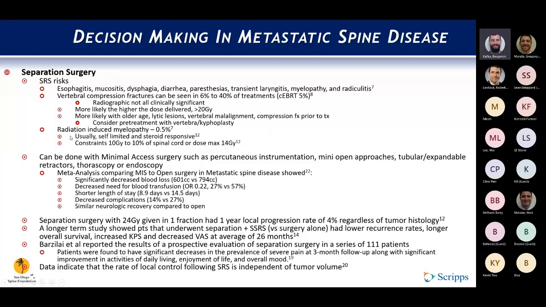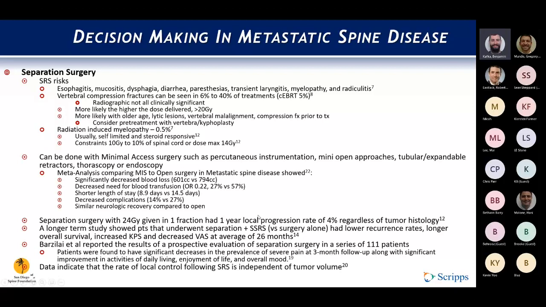Often worried about complication of stereotactic radiosurgery is radiation-induced myelopathy, but it's really only seen in about 0.5% of patients, and it's usually self-limited and steroid responsive. In general, the rules that the radiation oncologists follow is 10 gray to 10% of the spinal cord, or a dose max of 14 gray to any singular point.